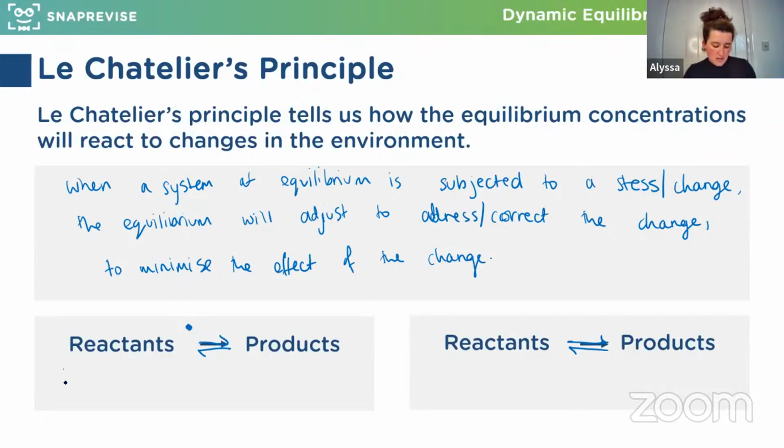So at this point, our equilibrium position is shifted to the left.